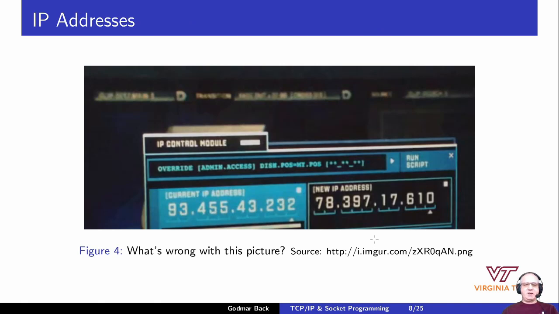Let's talk about IP addresses some more. Here's a screenshot I found online, which is from a Hollywood movie, I think Iron Man 3 in this case. You can see what's wrong with this picture if you look closely. Well, that is here, the IP address. Of course, it's not a real IP address because an IP version 4 address is 4 8-bit numbers, and 455, of course, is not an 8-bit number in decimal representation.